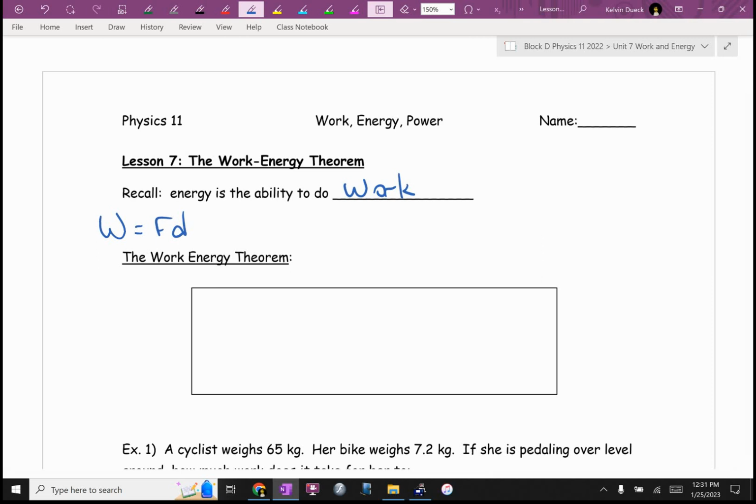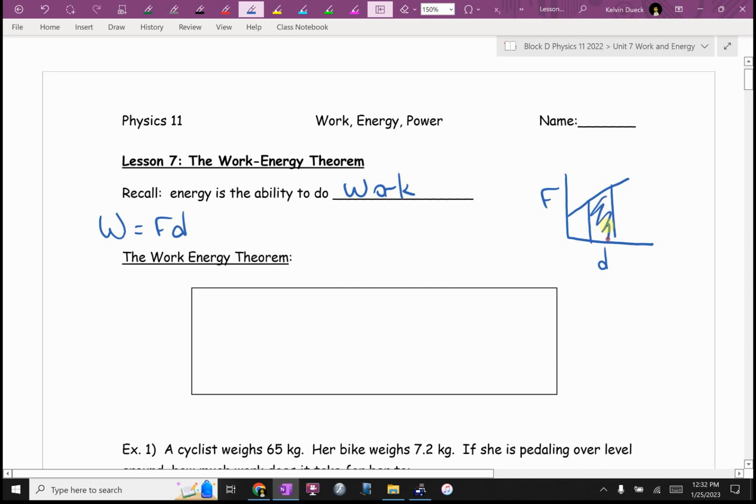The force had to be a constant force. What if we have a changing force? And the force and the distance had to be in the same direction, although we found some workarounds to that a little bit. It only works in very limited situations. There are many situations where you have a changing force and you'd like to work with that.